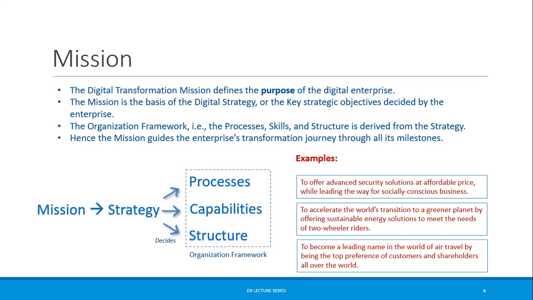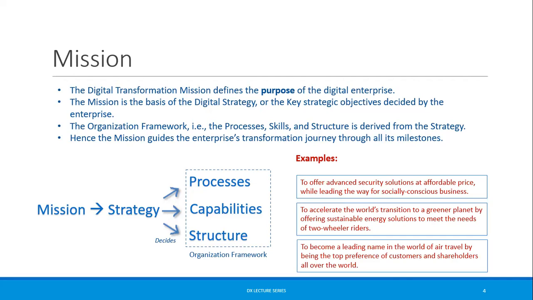There can be hundreds of other examples of missions of successful companies, like to offer advanced security solutions at an affordable price while leading the way for socially conscious business. Okay, now how do you translate this into a strategy? Once you have created a strategy, that means key strategic objectives, then what should be your processes? What kind of skills do you need? What kind of structure do you need in the organization? It is all guided by this mission.